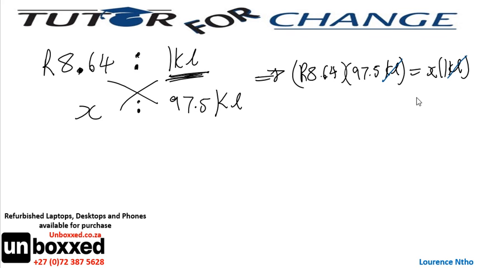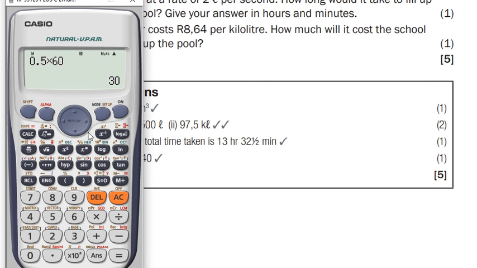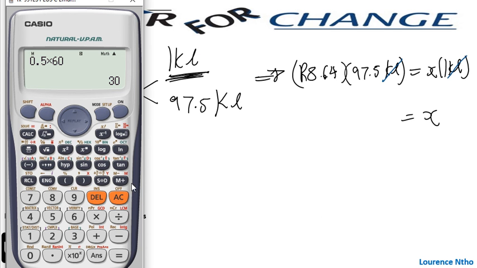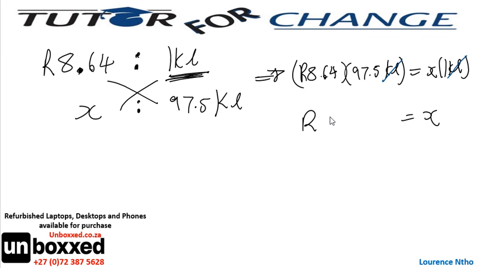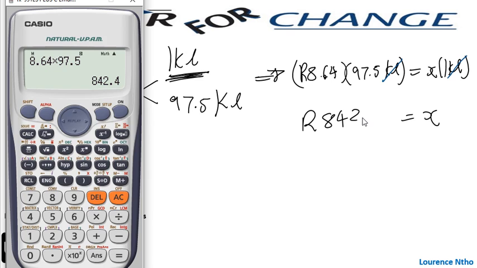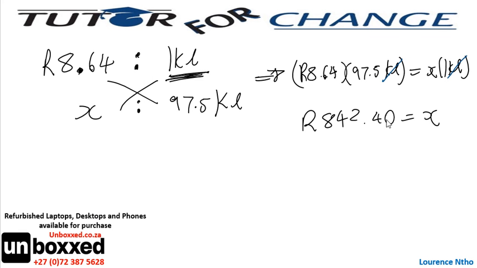Then what are we going to get? We compared both sides. Sorry, X is going to be 842.40 rand. Oh, okay. So that's the answer that is in the memo, right? If you times it also by 97.5, okay. So 842, approximately that, right? 0.40 as you were saying.